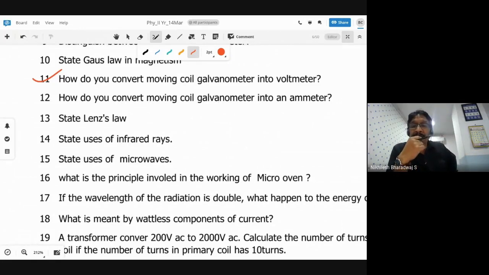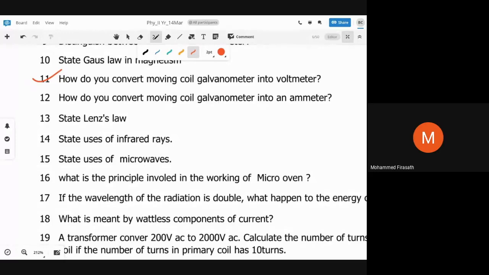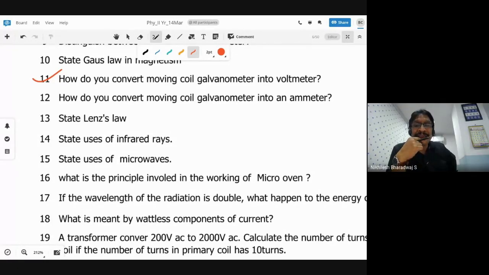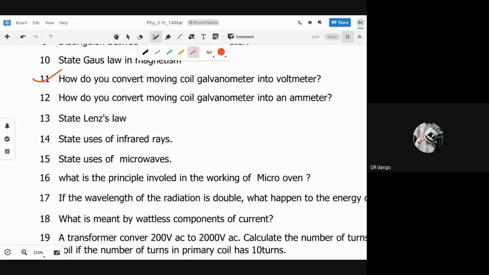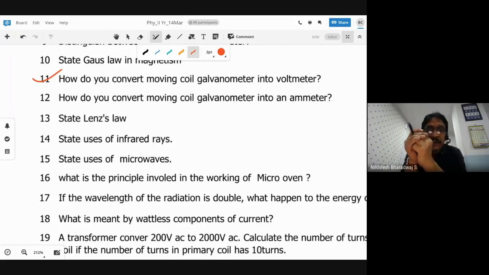A moving coil galvanometer by connecting high resistance in series. High resistance in series with it. How do you convert a moving coil galvanometer into ammeter? Connecting low resistance in parallel. And that low resistance connected in parallel is known as shunt resistance.